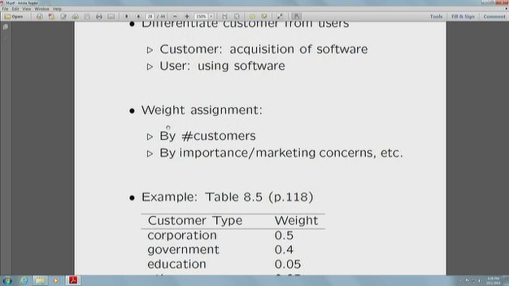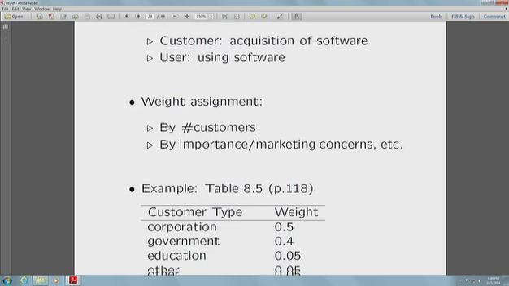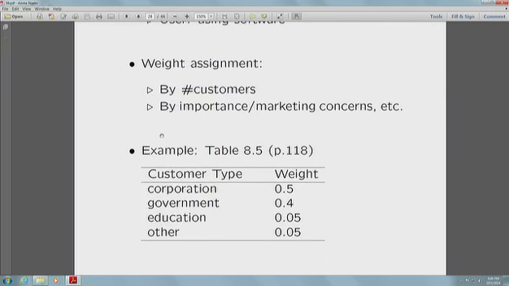This may or may not be a pure probability, may or may not be purely based on the number of customers, because sometimes there are other concerns such as importance, criticality, and influence. For example, we may have some software that corporations may be using, government may be using, some educational institutions might be using, and others might be using.